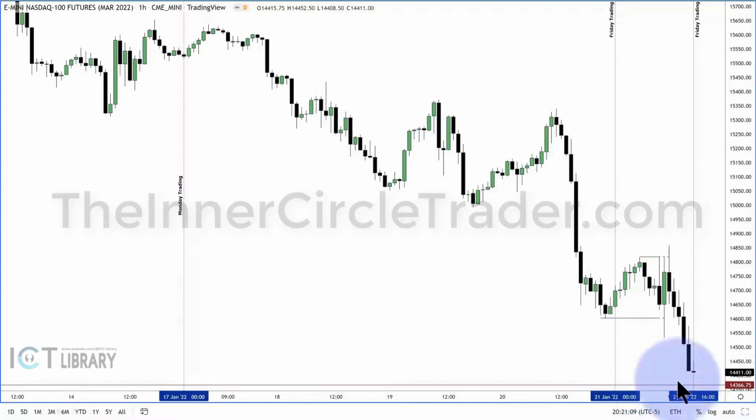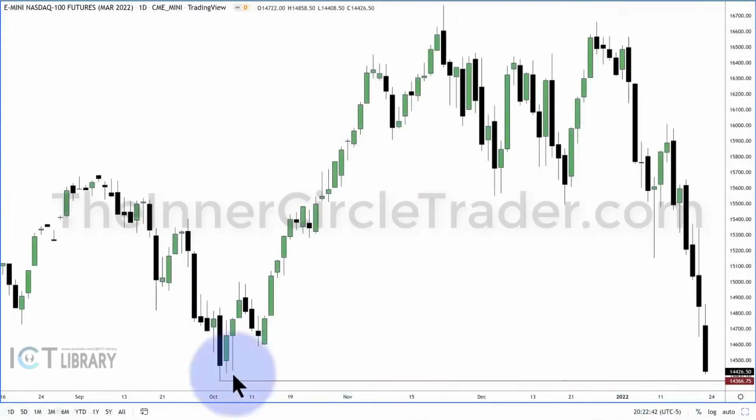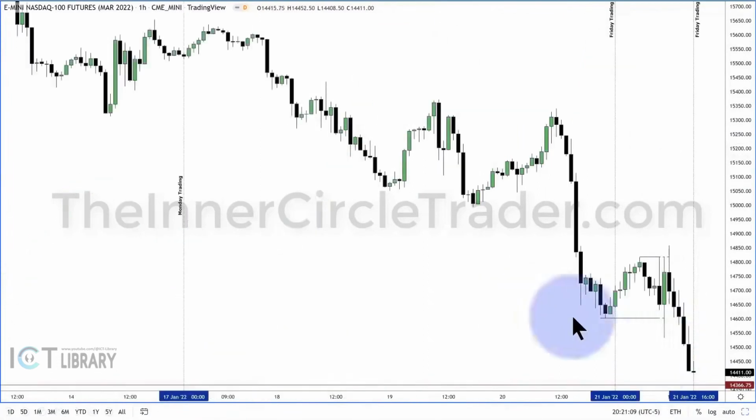So if we know that this level down here is the old daily low, and again, let me take it back up to the chart on the daily chart. That's this low right here, okay? By dropping down into the hourly chart, that level is here. All I'm doing is transposing those daily levels right to this hourly chart.